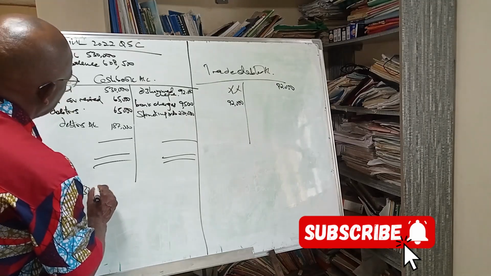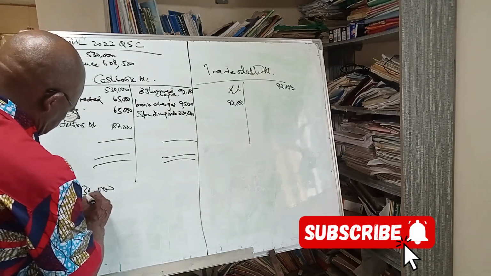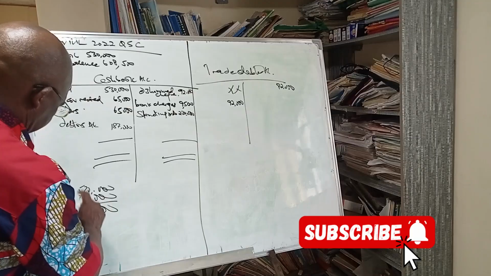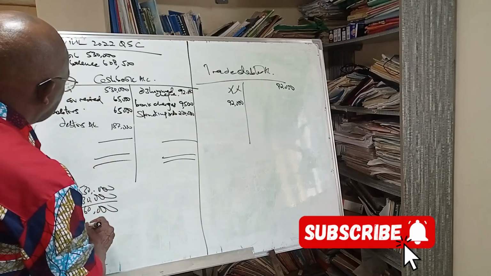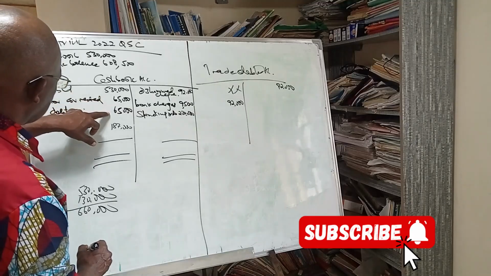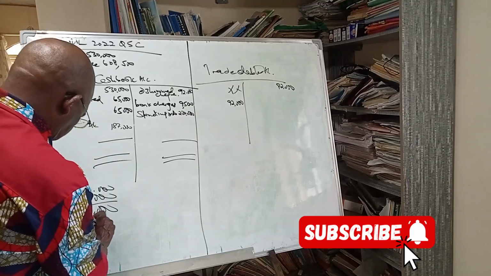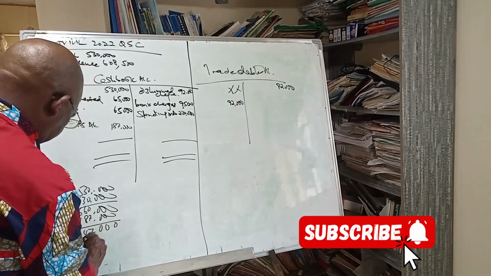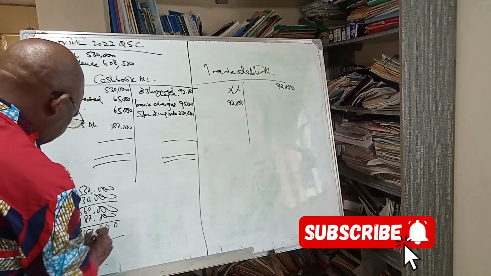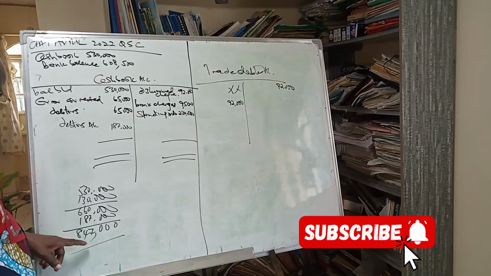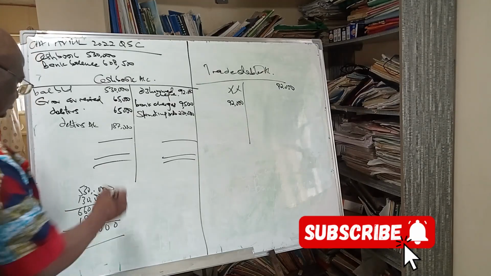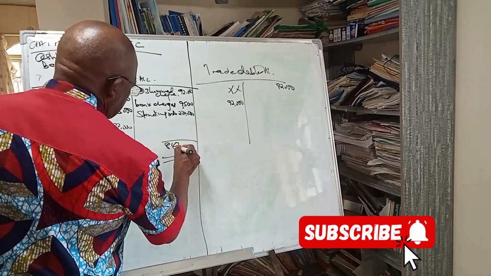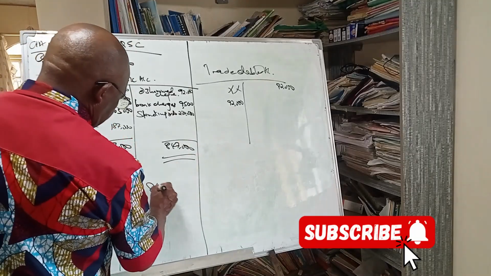530 plus 130. That is 660,000. 530 plus 130 plus 187. We get how much? 7, 14, 8. Is that correct? 7, 14, yes. 847,000.